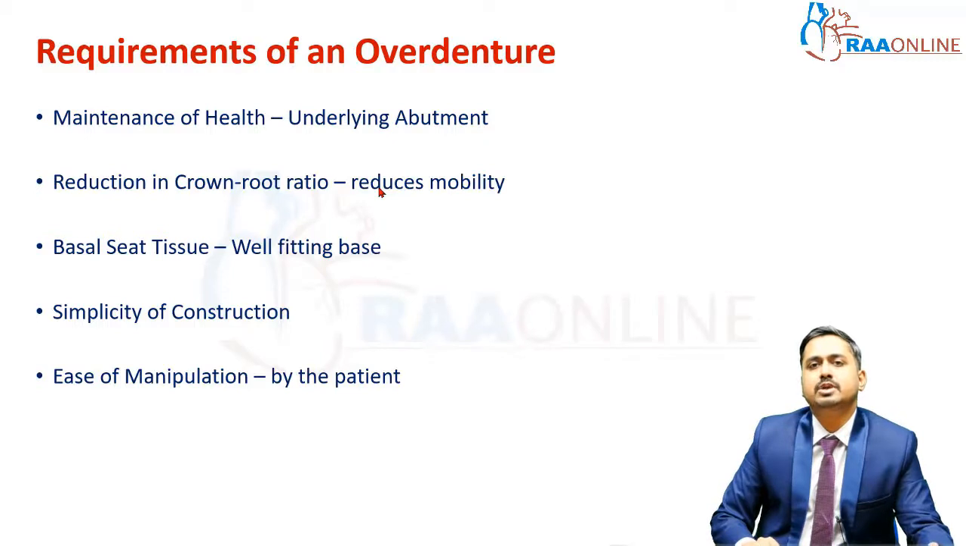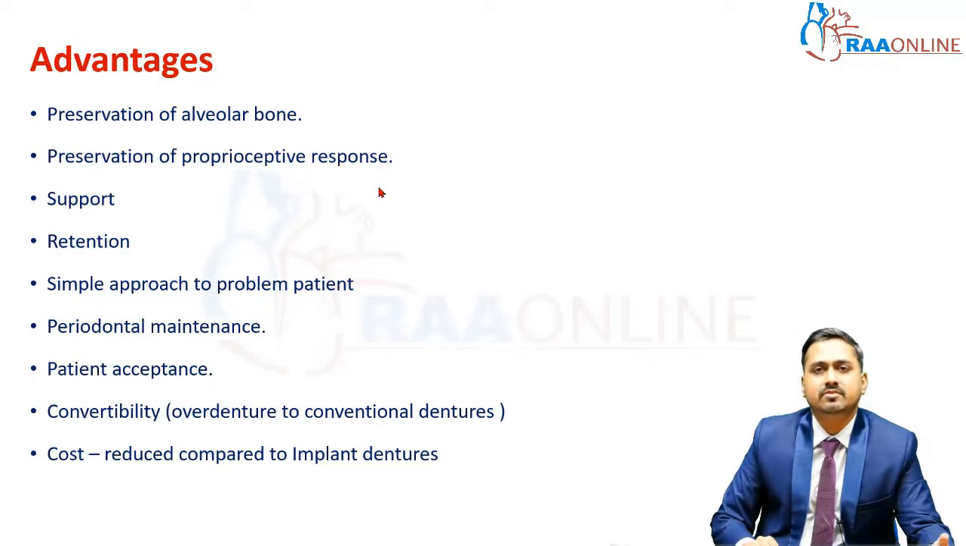The patient should be able to easily insert and remove the denture, since an overdenture is again a removable form of denture. You move on to what are the basic advantages of your overdenture treatment. The foremost thing is preservation of the alveolar bone surrounding your abutment teeth which you are retaining. Next is preservation of your proprioceptive responses through the periodontal ligament fibers of the tooth and root which is being retained. Support and retention for the process is provided in an additional fashion through your abutment teeth.